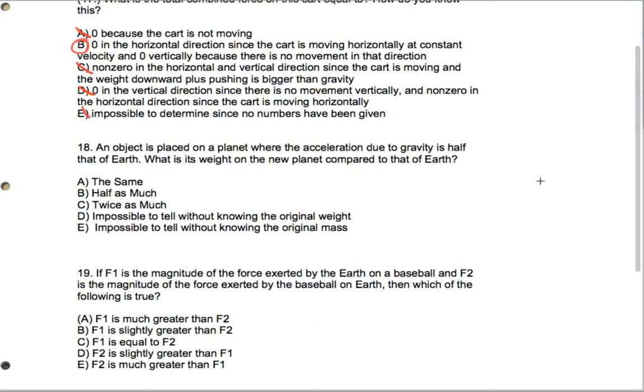So an object is placed on a planet where the acceleration due to gravity is half that of Earth. What is its weight on this new planet? Well, we know that weight equals mg for any object. So now that g becomes half its value on Earth, we're going to get half the weight here.